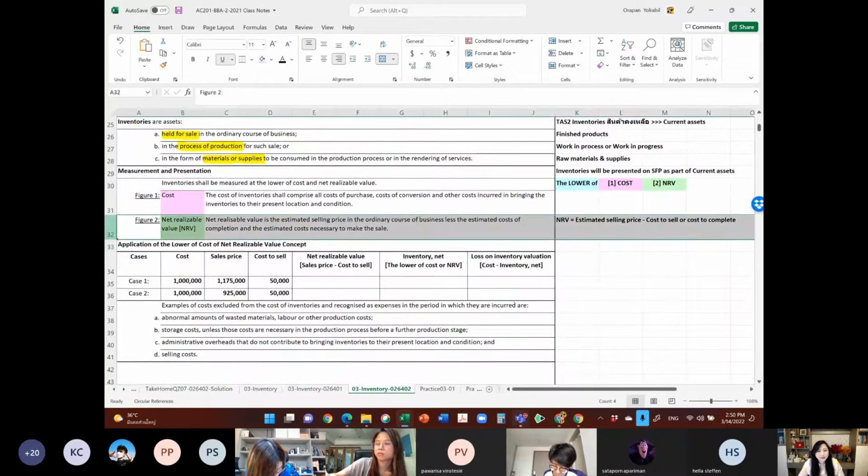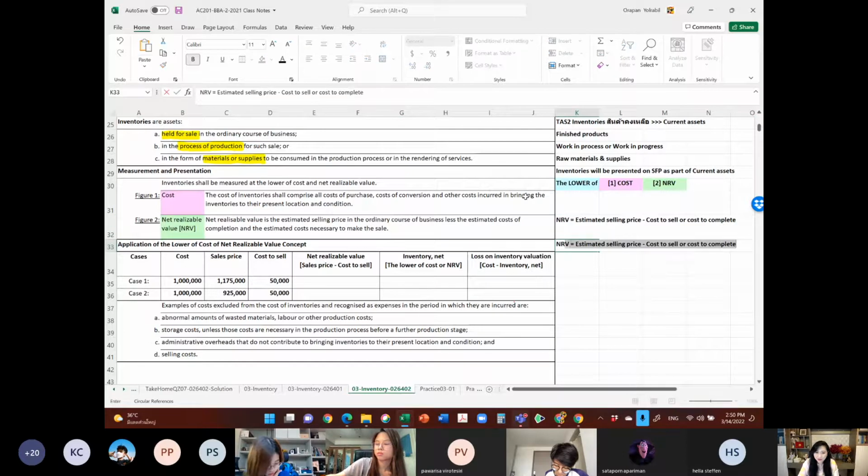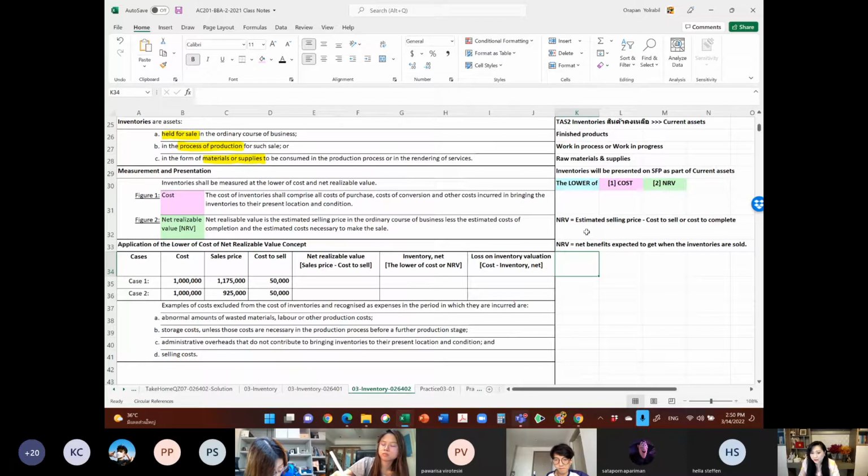So the net realizable value is actually the net benefit that you think you will get from the sale. Let me write it down here, NRV. Basically it is the net benefit expected to get when the inventories are sold. So what would be the net benefit that you think you will get when you sell off the inventory to others? How do you do the calculation?